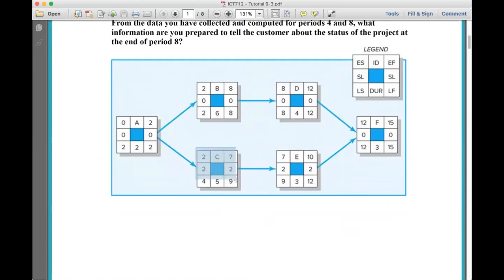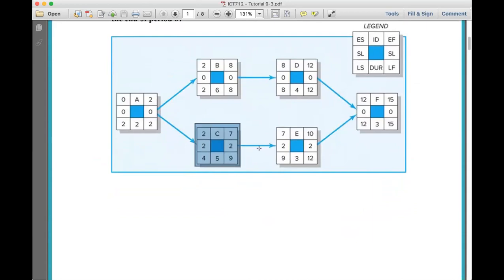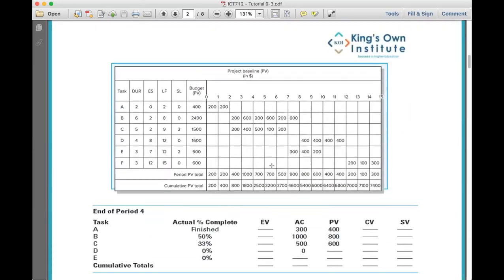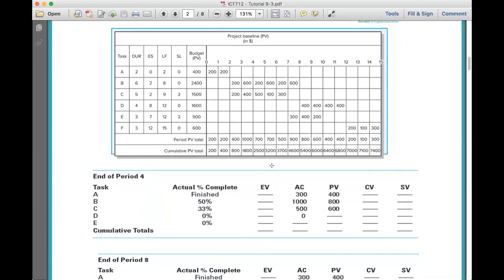Do you mean the chart up in the exercise? Yes, not this chart, sir, the one below that. Okay, this one, yeah. Yes, sir, I'm talking about that. So from this chart, for task A in period 4, it has already been finished. Correct, and that's why you've earned 400. Yes, sir.